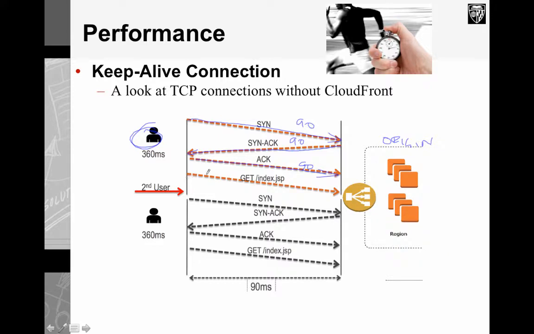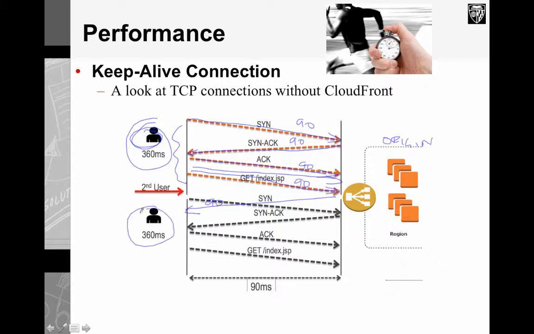Then the client sends the GET request, which is the HTTP GET request. Now you can assume that this time and this time is the same. That's almost the same time because immediately after sending the ACK it sends the GET request. And then assuming that the origin server responds back with the data, that's another 90 milliseconds. So it is going to take 360 milliseconds for the first user to get the response back.